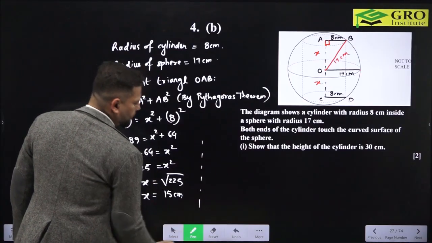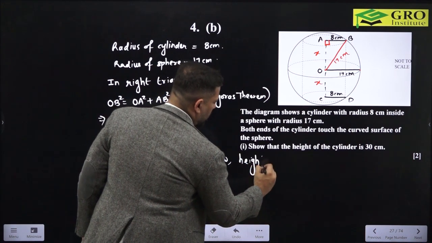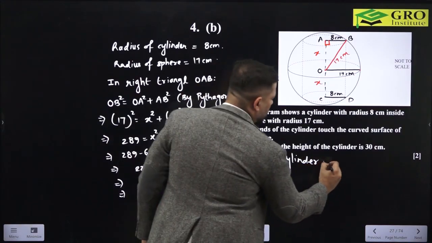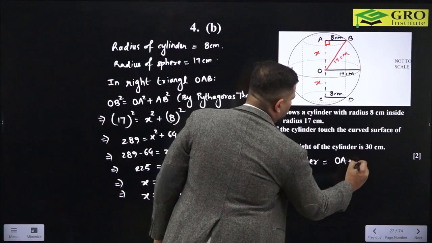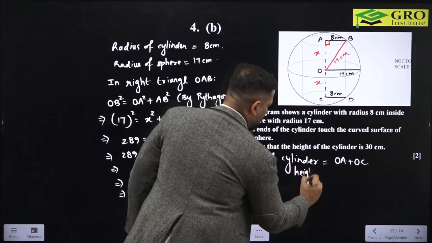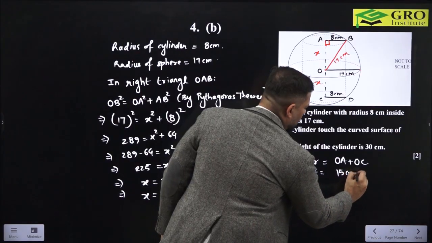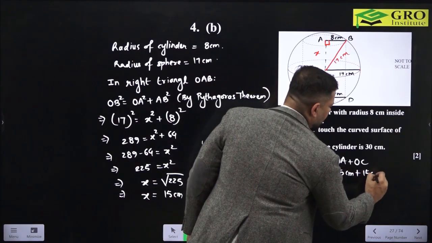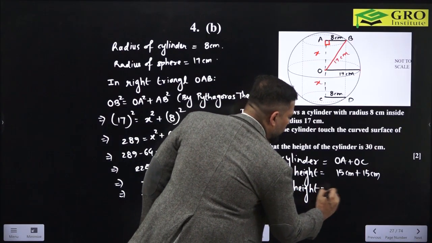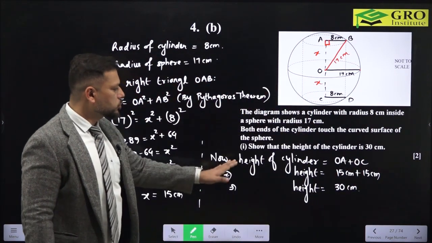Let us do it over here. Now, height of cylinder is equal to OA plus OC. So height is equal to, what is OA? We just found it to be 15 centimeter, and OC is also 15 centimeter. So we just have proved that the height of this cylinder is nothing but 30 centimeter. Right? This is what we needed to show.